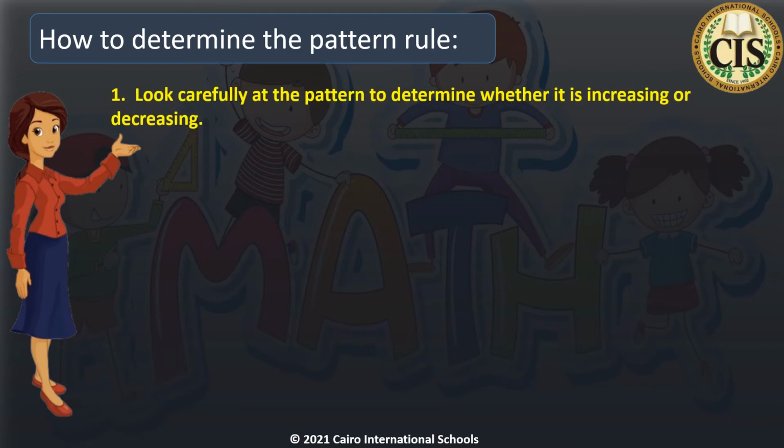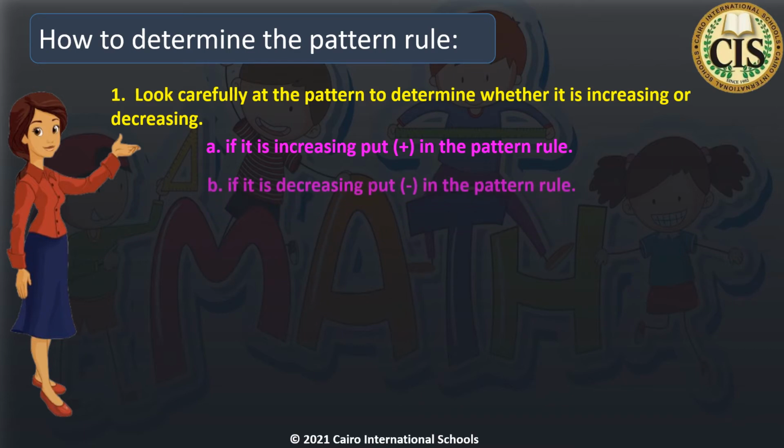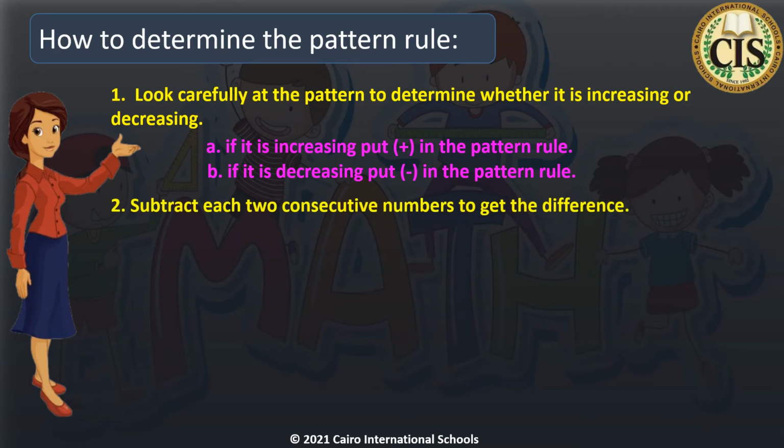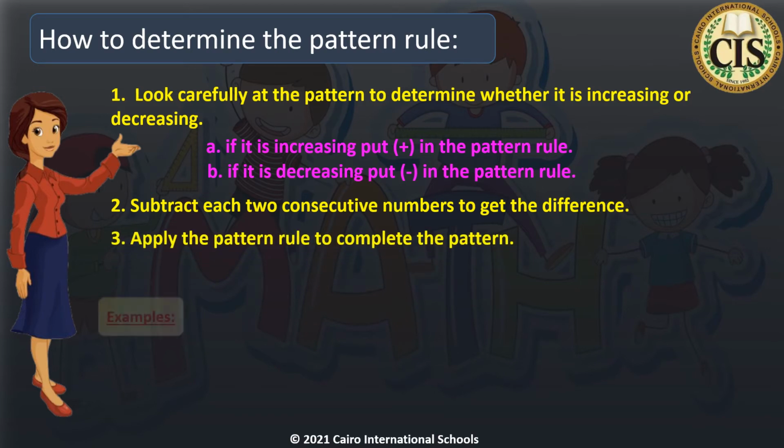Number 1, look carefully at the pattern to determine whether it's increasing or decreasing. If it's increasing, put plus in the pattern rule. Increasing means numbers are getting larger. If it's decreasing, put minus in the pattern rule. Minus or decreasing pattern means the numbers are getting smaller. Number 2, subtract each two consecutive numbers to get the difference. Number 3, apply the pattern rule to complete the pattern.